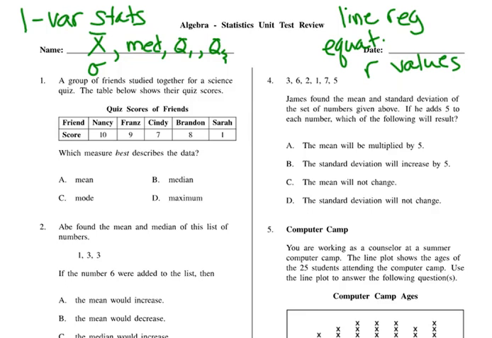So which measure best describes the data? Well, it's certainly not the maximum. There is no mode. If you put this into your calculator and get a mean or a median, but the idea here is that this number is so low from the others that the mean is going to be pulled down lower. So your best choice would be the median.